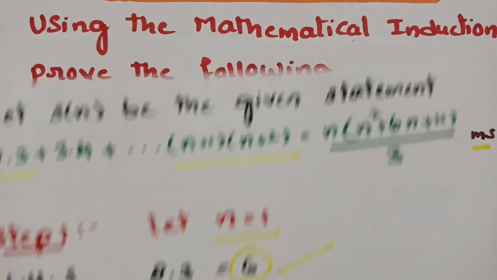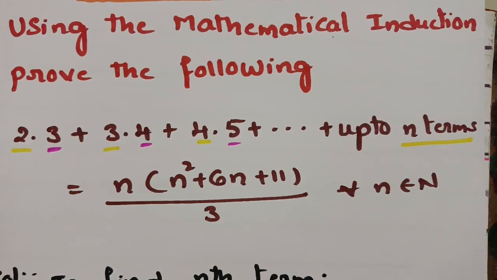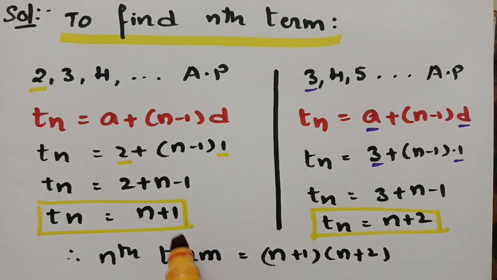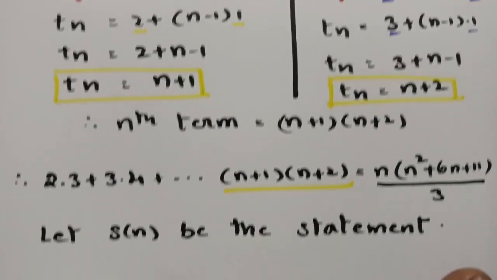And back to the beginning, first of all, the question is given like this. First of all, we have to take the nth term. So these two are in the arithmetic progression. The first nth term is n plus 1 and the next one is n plus 2. After multiplying, this will be the statement.